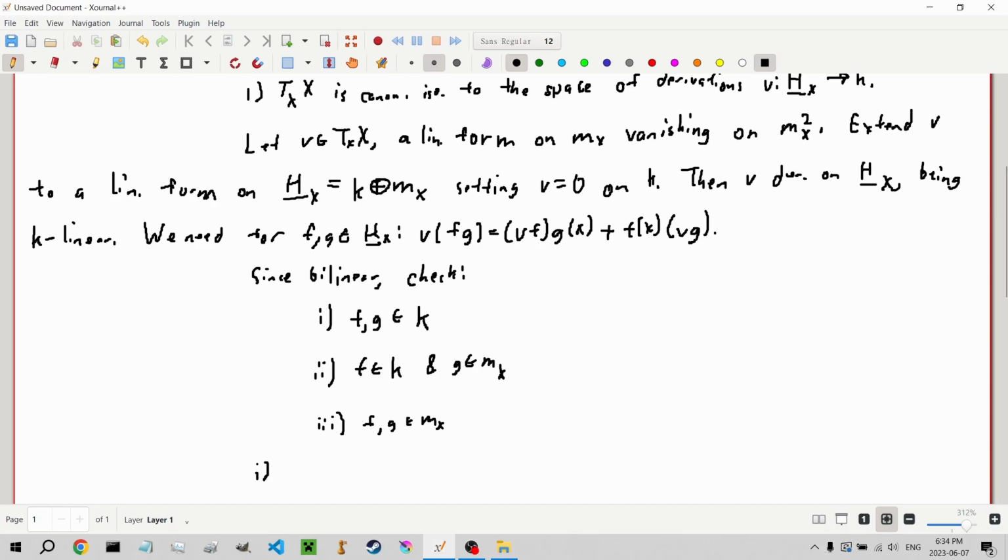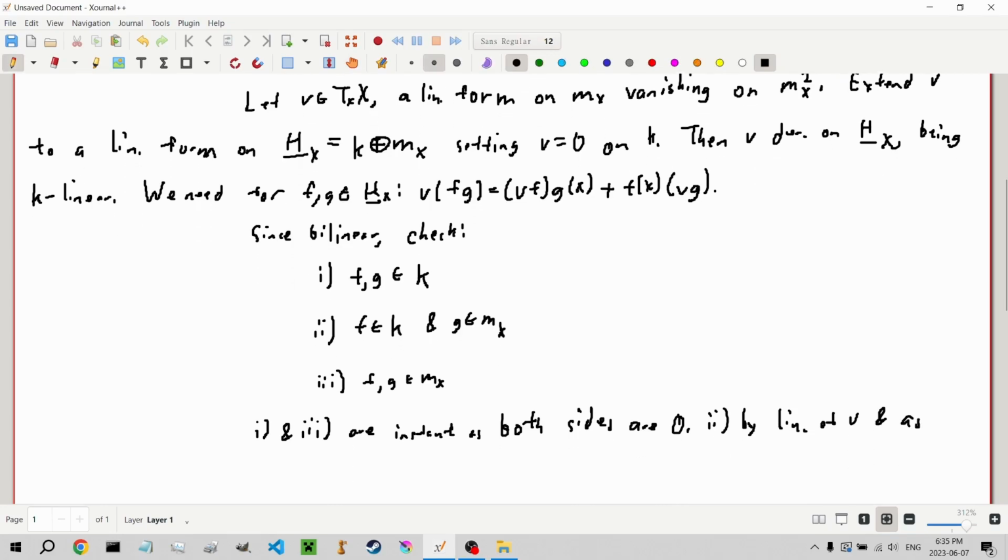Now we see that cases 1 and 3 are instant, as both sides can quickly be verified to be 0. And case 2 is by linearity of v, and as v vanishes on k.